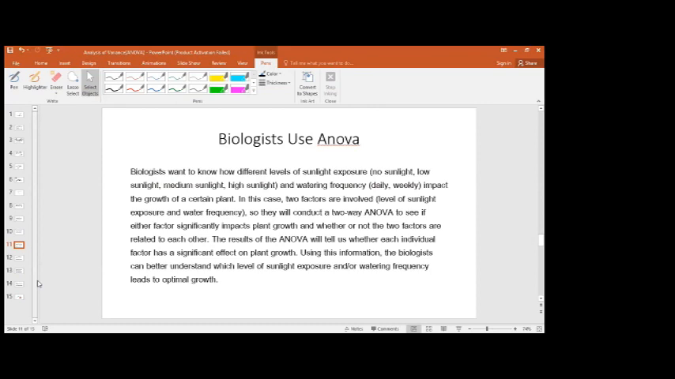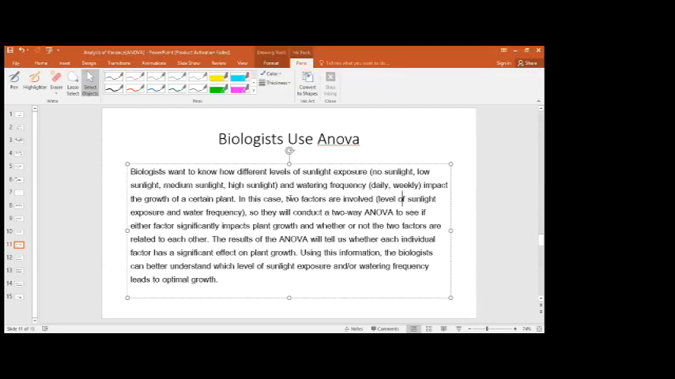How can they use it? A biologist wants to know how different levels of sunlight exposure, no sunlight, low sunlight, medium sunlight, high sunlight, so there are 1, 2, 3, 4 levels or groups, and watering frequency, daily, weekly, impact the growth of a certain plant. This is the first factor, and this is the second factor, and these are the levels or groups. And this daily, weekly is the level or groups.